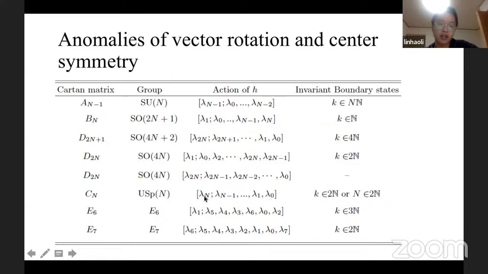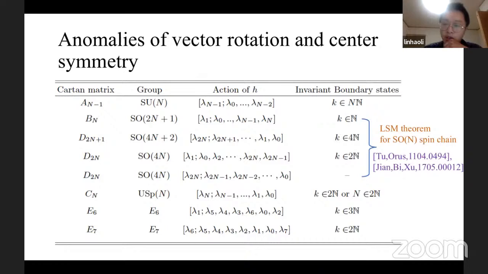We found that for the SO(N) WZW models, including B and D series, our results are consistent with the generalized LSM constraints for the SO(N) spin chain, which was proposed first by two authors and then by Jian, Bi, and Xu. And for the other WZW models, it would be interesting to discuss the lattice realization. We expect the center symmetry will correspond to the translation symmetry on the lattice, and our anomaly-free condition on the level k will imply the classification of the LSM type constraints for these lattice models.